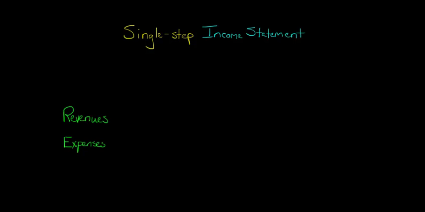In this video, we're going to talk about how to create a single-step income statement. A single-step income statement just has one step. We take all the revenues that the firm has, and then we subtract all the expenses that the firm has, and that gives us net income. So that's why we call it single step. There's just one step: revenues minus expenses equals net income.